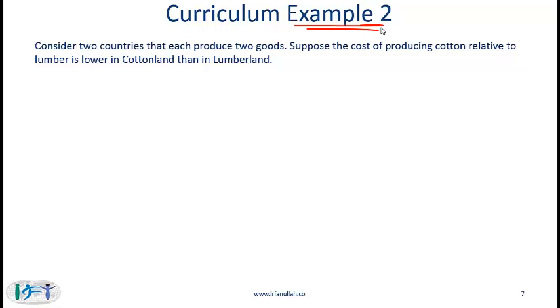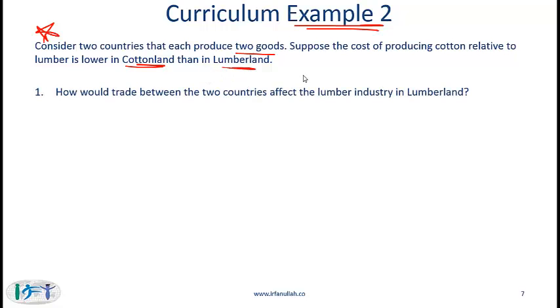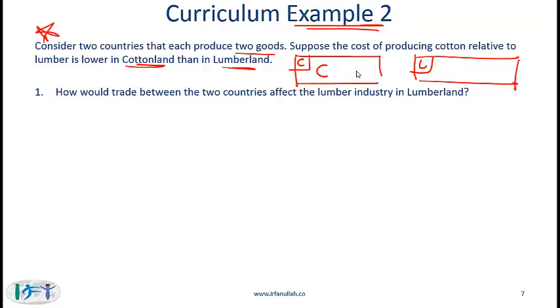This is example 2 from the curriculum, and this material is quite testable. Consider two countries that each produce two goods. Suppose the cost of producing cotton relative to lumber is lower in cotton land than in lumber land. And just to visualize this better, here are the two countries. This is cotton land, this is lumber land. Initially, we have a cotton industry here and a lumber industry. And here also we have a cotton industry and a lumber industry.